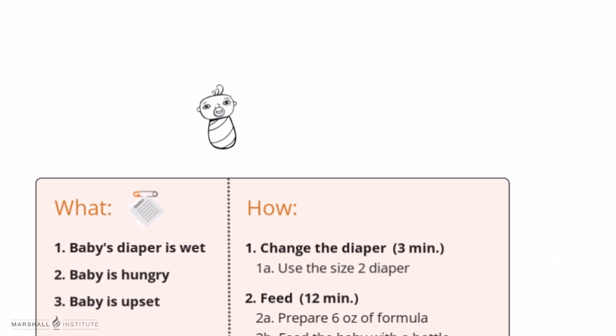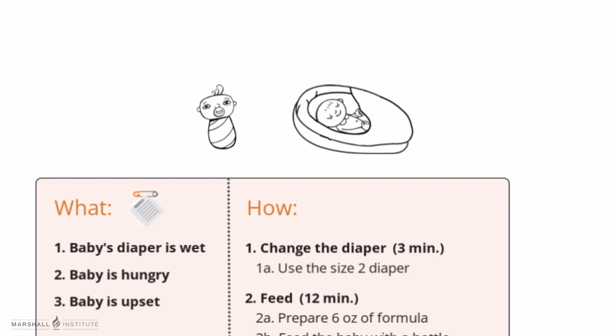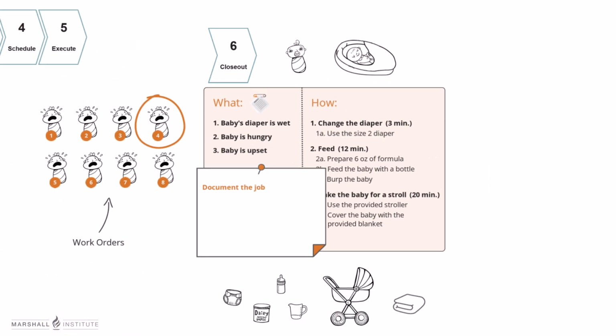The baby is happy, and though the task is complete, the work order is not. Make sure the baby falls asleep and put her to bed. This step is called closeout. Make sure to properly document the job.